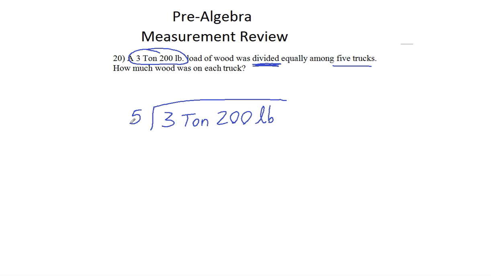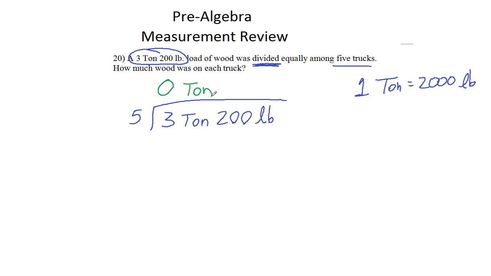Now, one thing I might want to keep in mind is the conversion rate. We know that 1 ton is equal to 2,000 pounds. Remember, I will let you have that on the test. You don't have to memorize that. But this is going to be my key if I have to regroup or do any borrowing or anything like that. So going back to the division now, looks kind of strange at the start. You say, how many times does 5 go into 3? 5 does not go into 3. It is too big. So basically it's going to be less than a full ton for each truck.